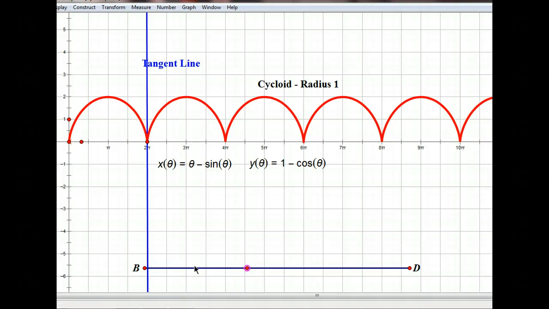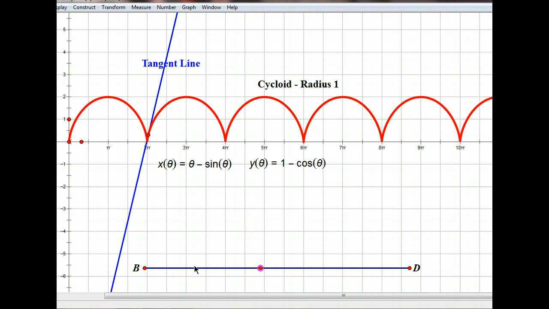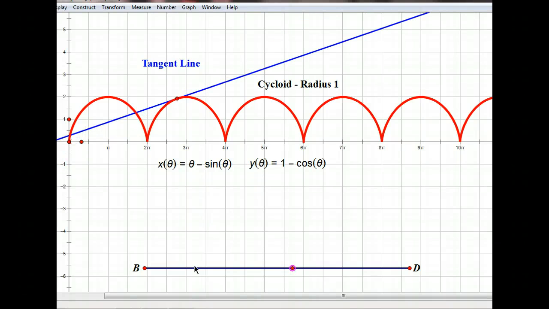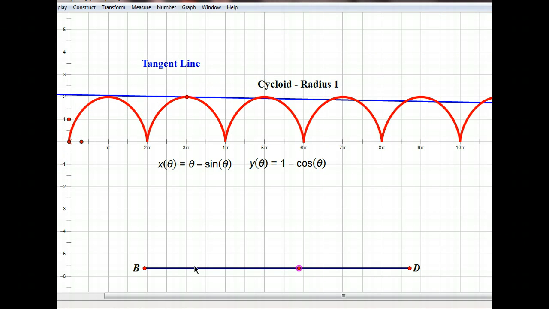It's actually going to end up being an indeterminate form, 0 over 0, for this particular graph, and we're going to look at that in a minute. Now, due to the cyclical nature of the graph, it's going to keep repeating those tangent line slopes. So between 2 pi and 3 pi, it's going to be increasing, so it's going to have a positive slope. And then when we get back to 3 pi, our tangent line is flat again, so we have another 0 slope.